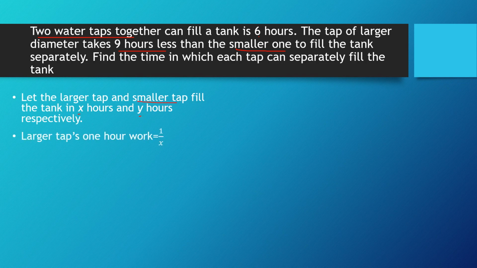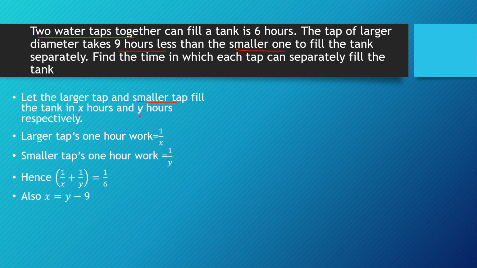So how much work will the larger tap do in 1 hour? It will be 1 upon X. The smaller tap will do work as 1 upon Y. So together if they are started, they take 6 hours. So 1 upon X plus 1 upon Y, it will fill 1/6 of the tank in 1 hour. So it is 1 by 6. But it is said that the tap of larger diameter takes 9 hours less. What is the tap of larger diameter? X. So X will take 9 hours less.